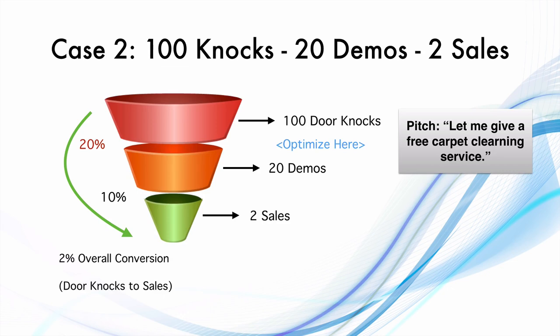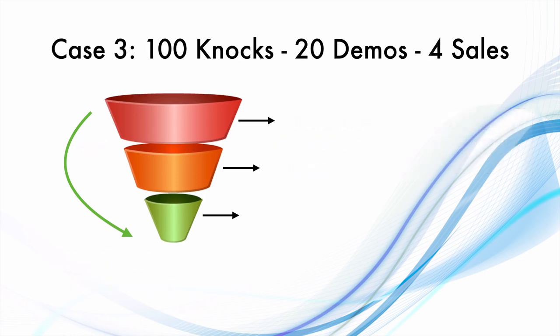So let's say he optimizes further in another stage of the conversion funnel. Let's look at case 3, where the salesman is knocking on 100 doors and giving 20 demos, but he is making 4 sales. Here the conversion ratio has remained 20% from door knocks to demos, but it has increased from 10% to 20% from demos to sales.